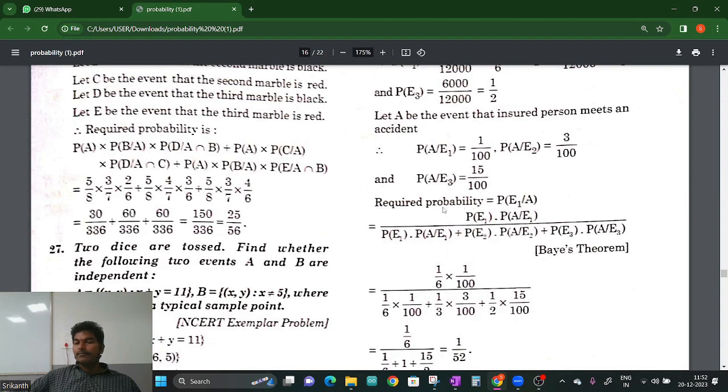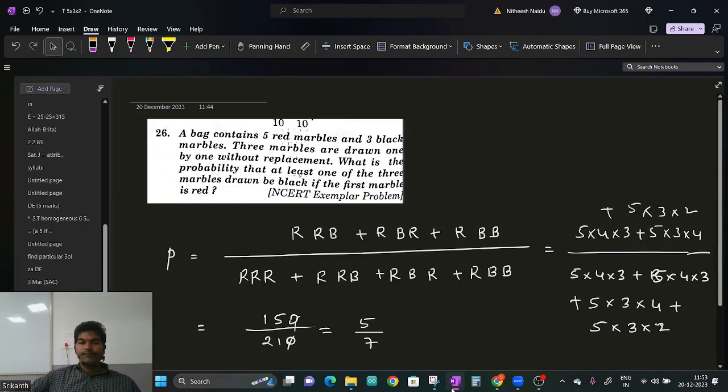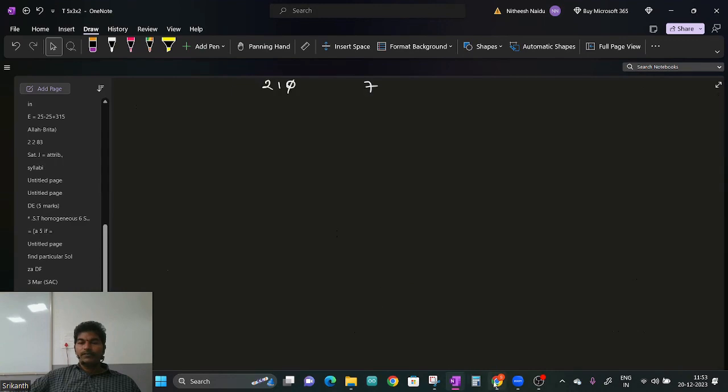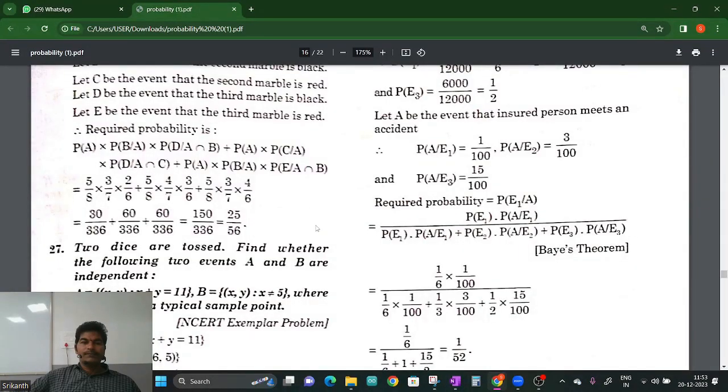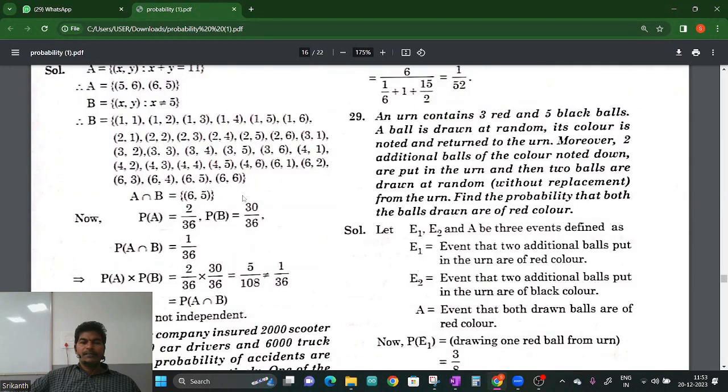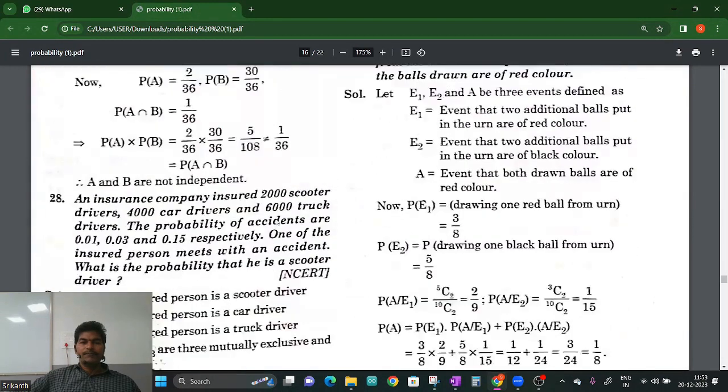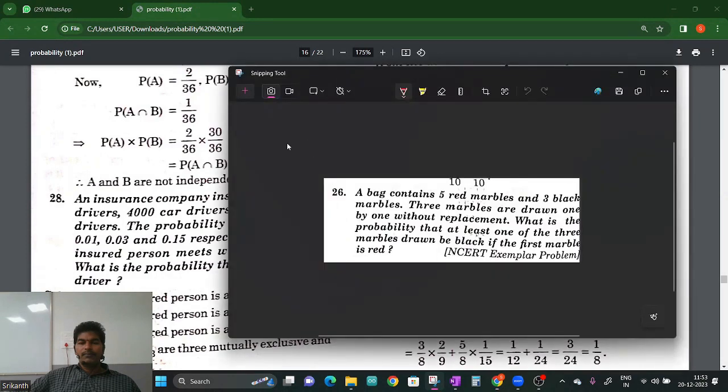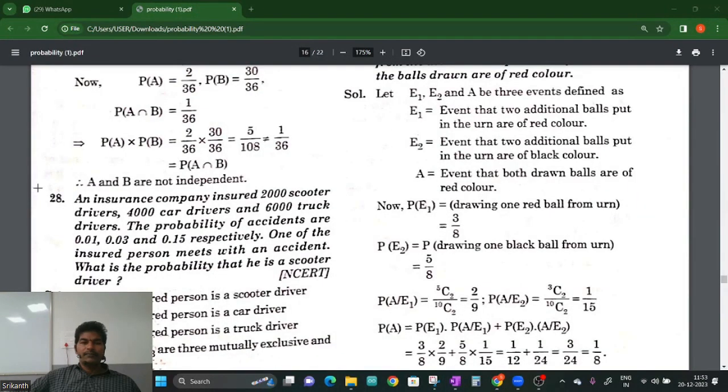So this is Bayes' theorem. So required probability is he has to meet the accident with a scooter. Okay. So the probability according to Bayes' theorem, what is going on, that will be indicated as a denominator. What is required, that will be indicated as in the numerator. So calculate this part. So copy this question. Very easiest question, but by looks it will be looking like very tough, but it is very easy.